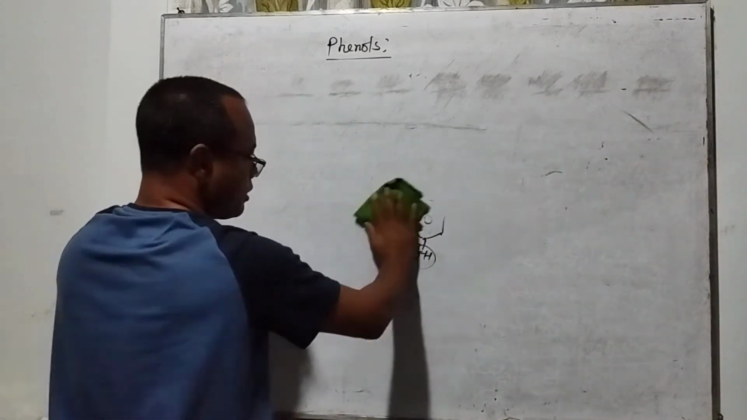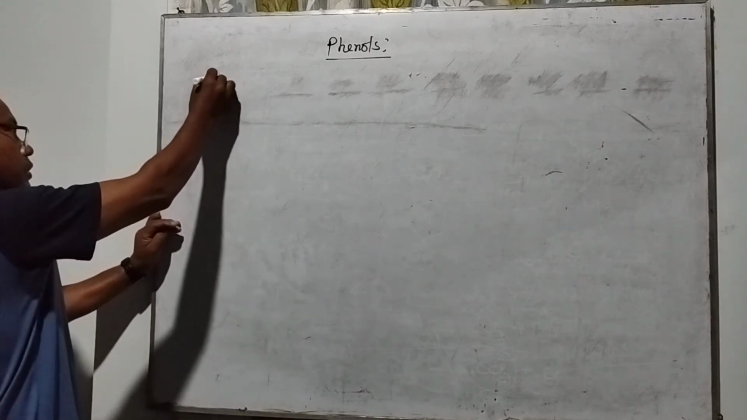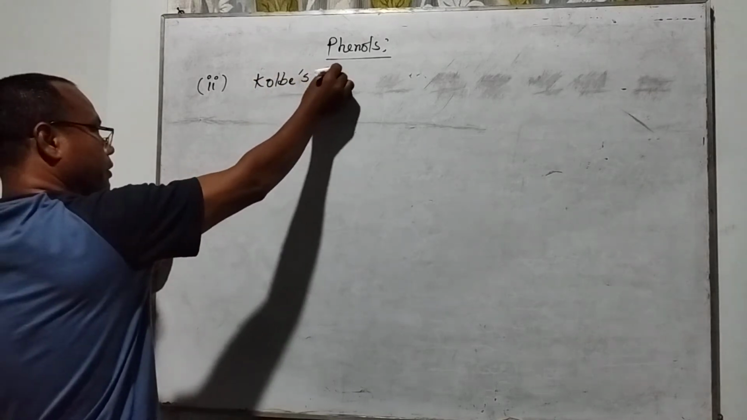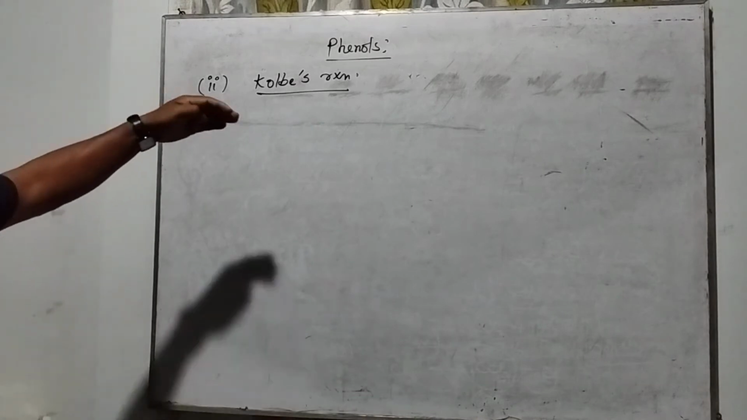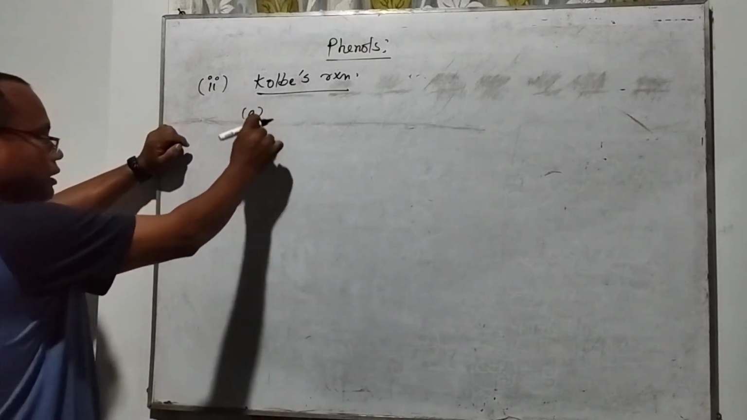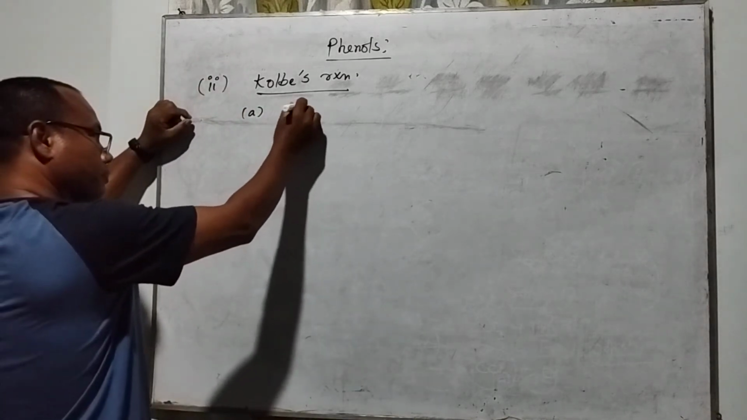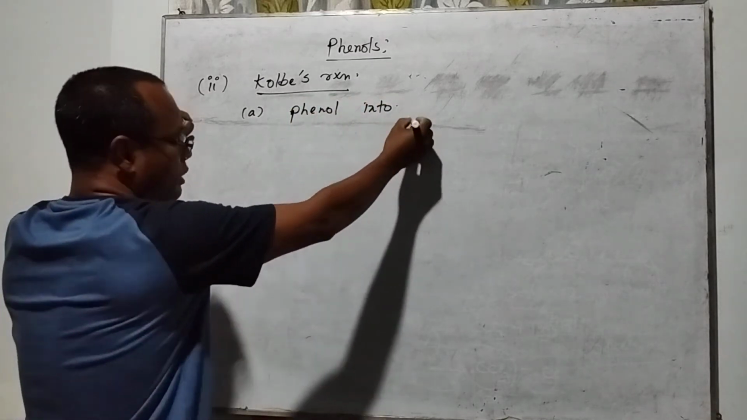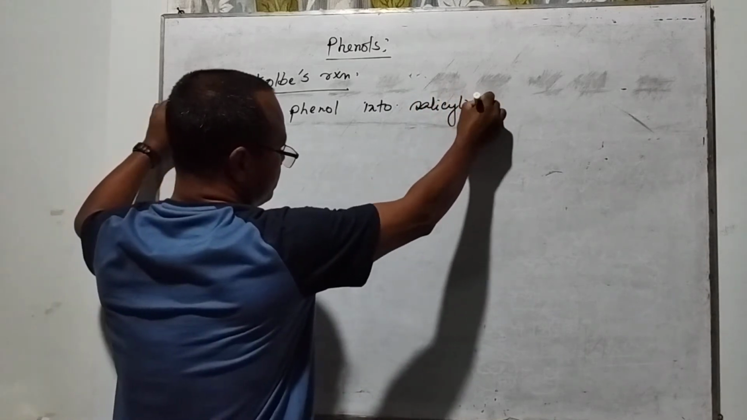Next, what is the name reaction? That is the Kolbe reaction. Let me write here the importance of the Kolbe reaction: number one and number two. The Kolbe reaction is the conversion of phenol into salicylic acid.